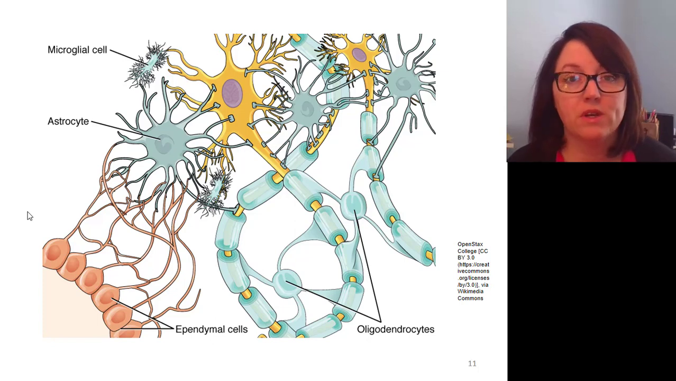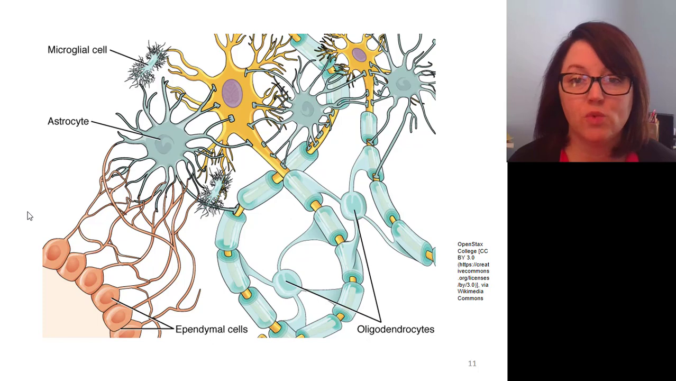The last two, oligodendrocytes and Schwann cells, are somewhat similar because they both do the same job. They both form myelin sheaths. So we can see that in this picture here, these blue tube-like coatings that are found on the axons of neurons. These are called myelin sheaths. And basically they're layers of fat around the outside of the axon, insulating the axon.